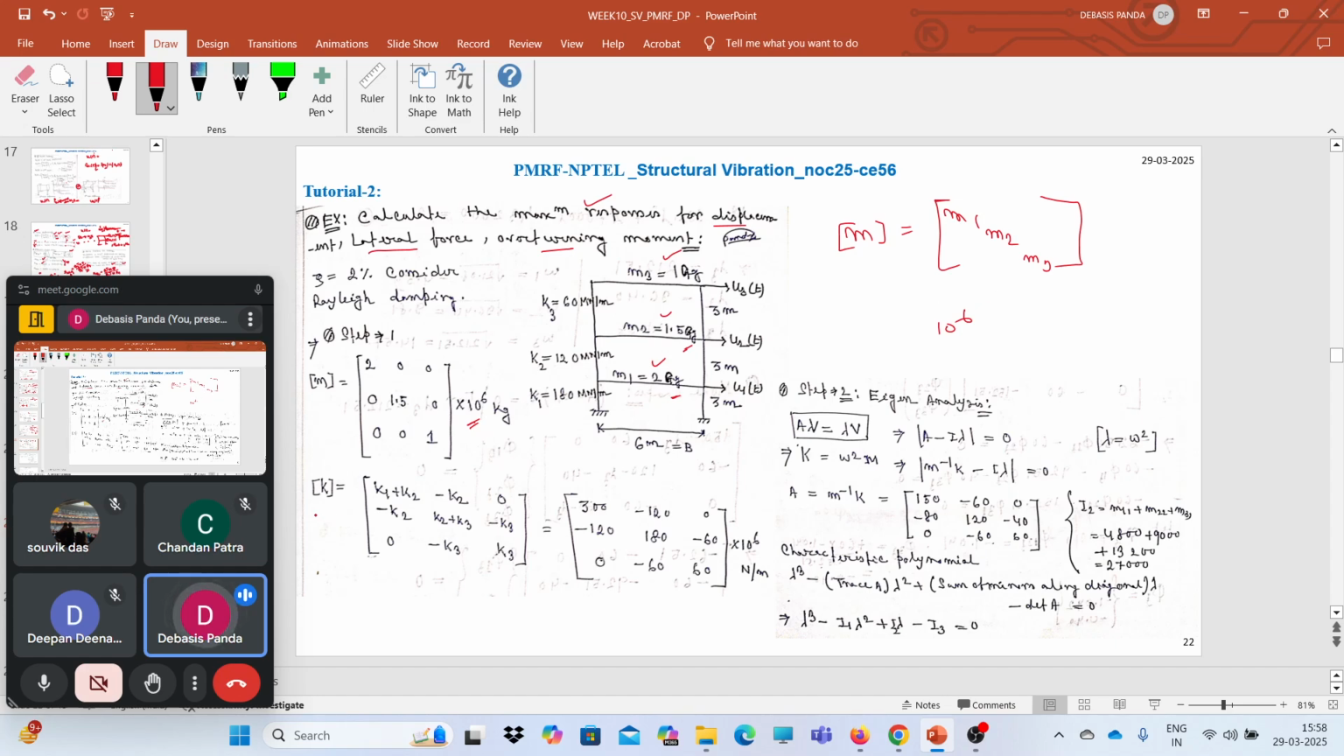Now you need to form the K matrix. So for the 3 degree of freedom system, the K matrix will be: K1 plus K2, minus K2, 0; minus K2, K1 plus K2 plus K3, minus K3; and 0, minus K3, K3.